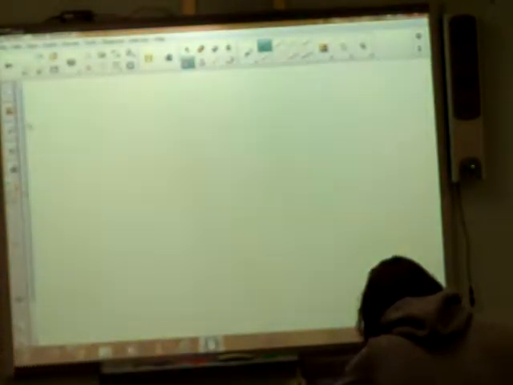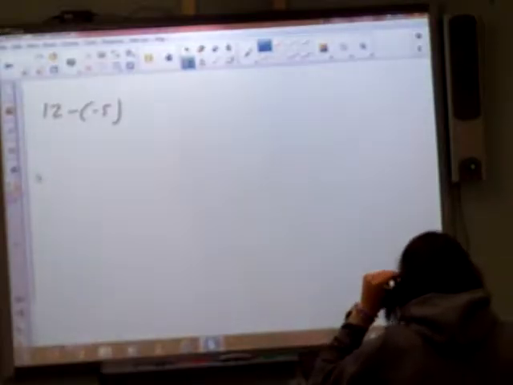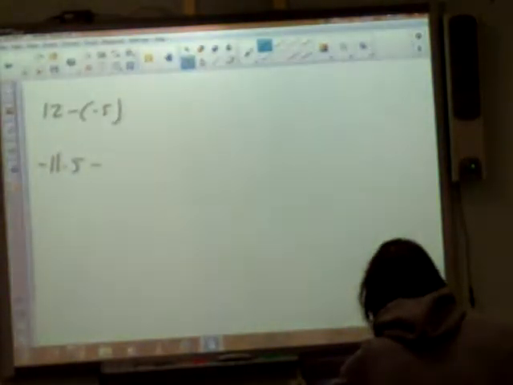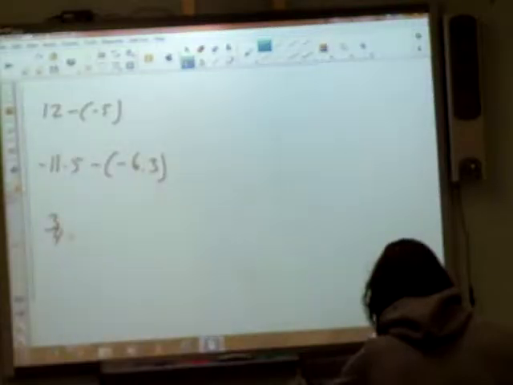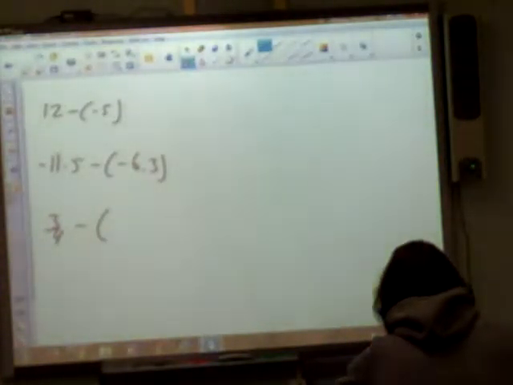Subtract. Got 3, I'll throw it here. Start off. 12 minus negative 5. Negative 11 and a half minus negative 6.3. And then 3/4 minus negative 2/3.